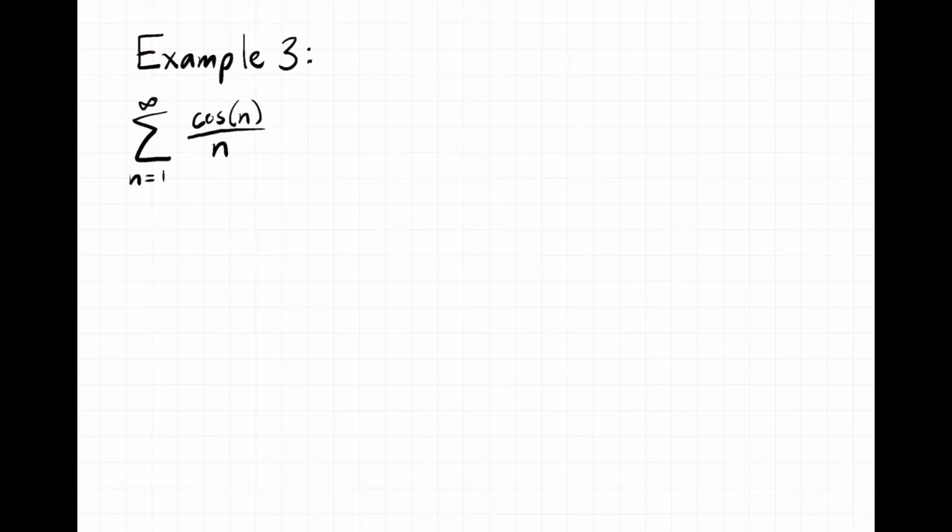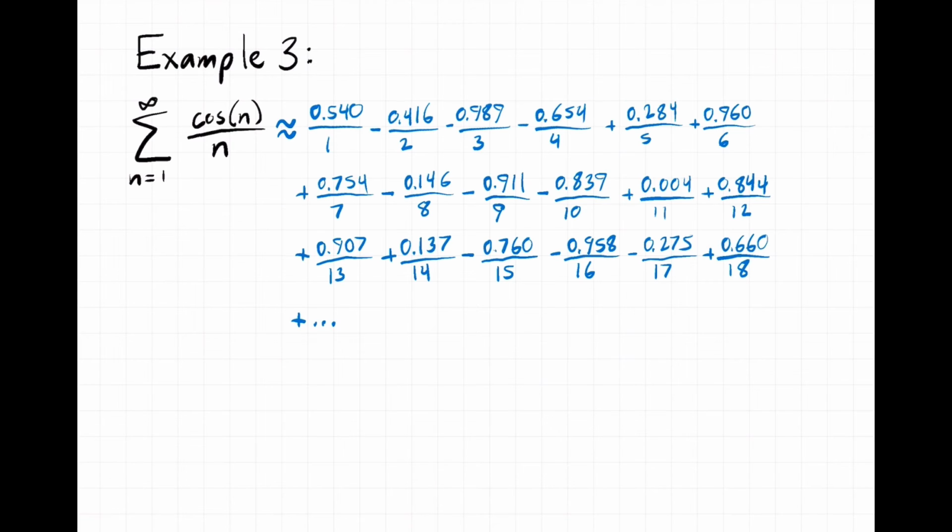How about this example? The sum as n goes from 1 to infinity of cosine of n over n. Doesn't seem that different from the previous series. Obviously, we're dividing by n instead of multiplying by n, but we have a cosine in here still. So is it still an alternating series? To save time, I've written out the first few terms. So these are approximate values here. I wanted to get a decimal approximation so that we get a real idea of what's positive, what's negative.